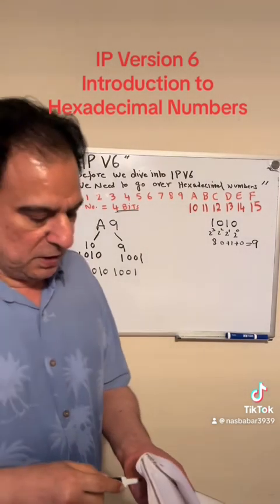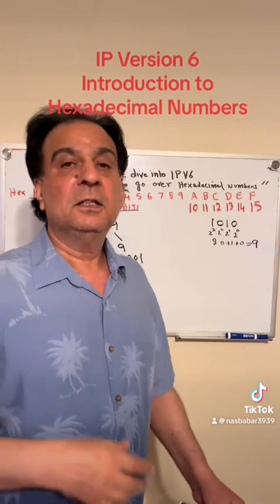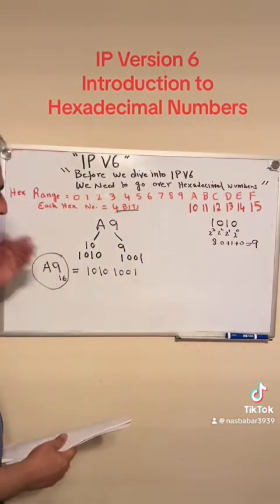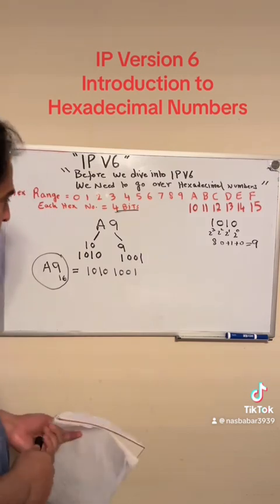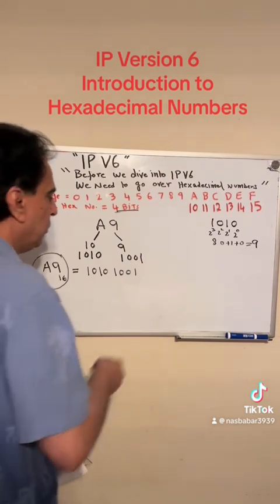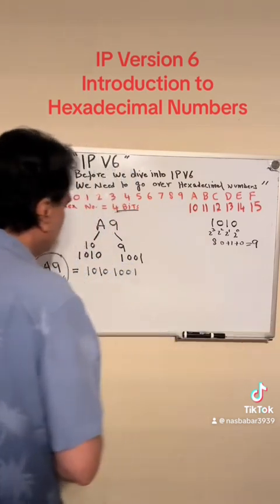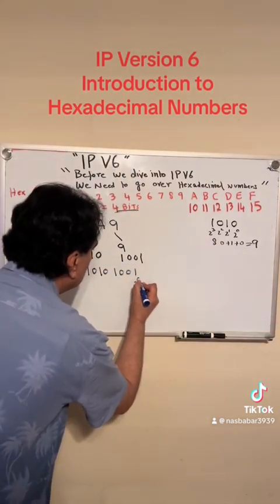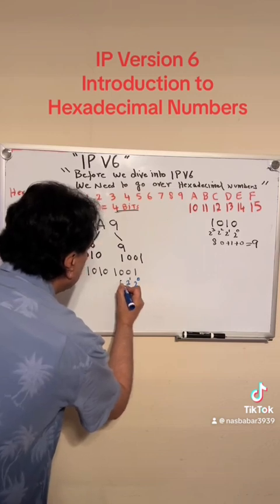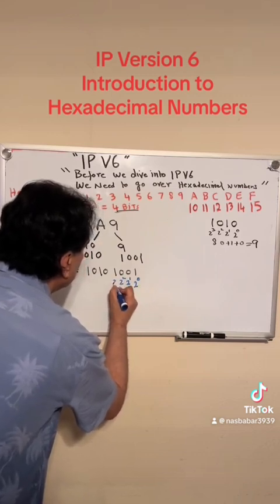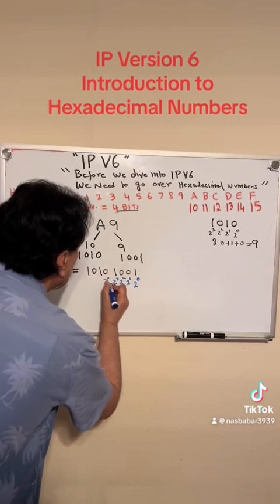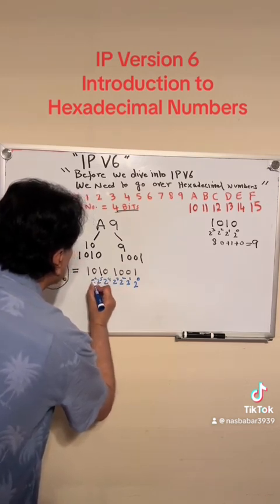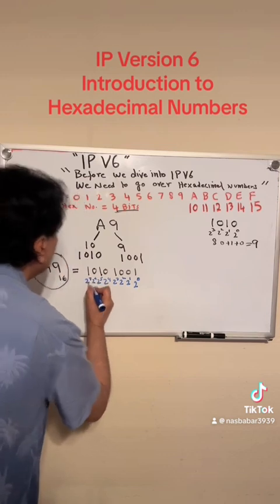Now we want to see what is the decimal number which corresponds to this binary as well as this hexadecimal number. For that, if you recall, we can start from right to left. You can say 2 raised to power 0, 2 raised to power 1, 2 raised to power 2, 2 raised to power 3, 2 raised to power 4, 2 raised to power 5, 2 raised to power 6, and finally 2 raised to power 7.